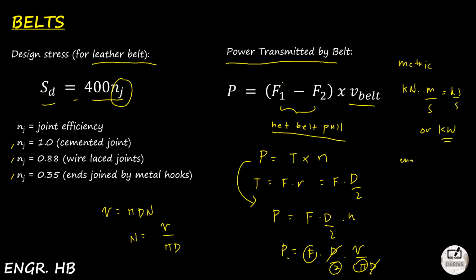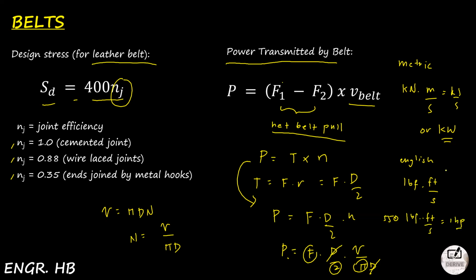And syempre sa English naman, and that will be pounds. Sabihin natin feet per second. Ayan. So that will become in HP. Kasi merong 550 pound per feet per second sa isang horsepower. So yan. Yan na yung horsepower.